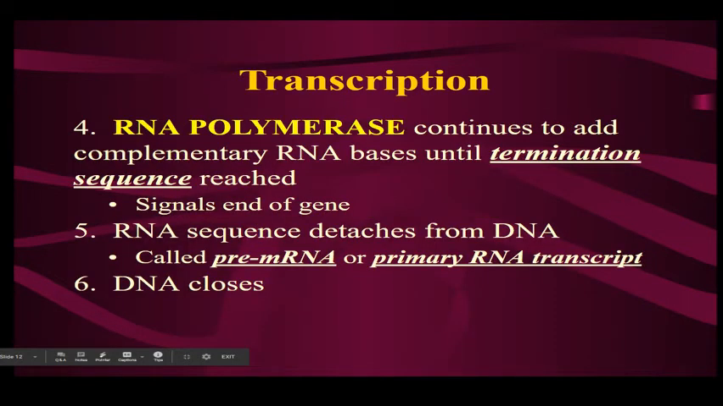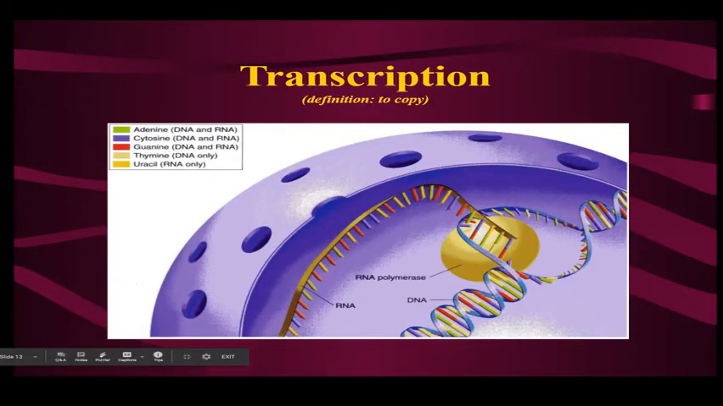In step 4, RNA polymerase continues to add complementary RNA bases until it reaches something called the termination sequence. The termination sequence tells our RNA polymerase this is the end of the gene. So then the RNA sequence detaches from DNA. It's now called pre-mRNA or primary RNA transcript, and the DNA closes. So this entire process happens within the nucleus.